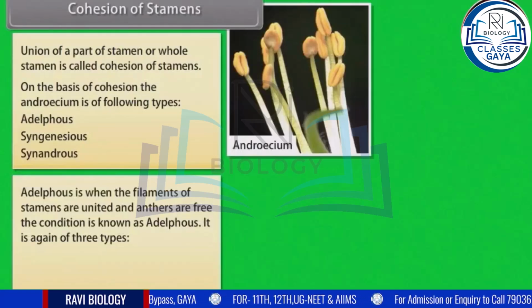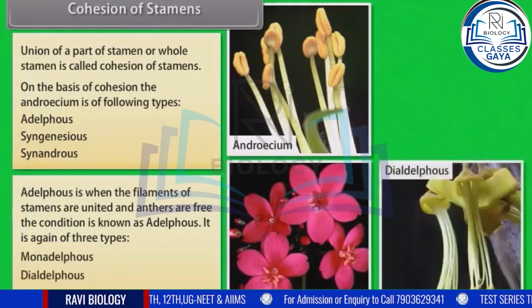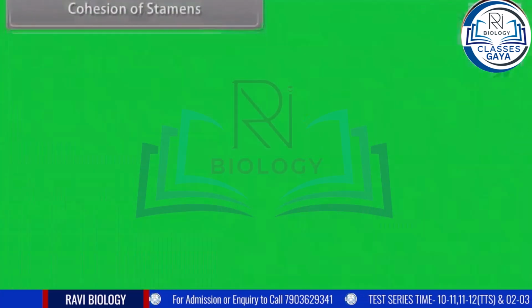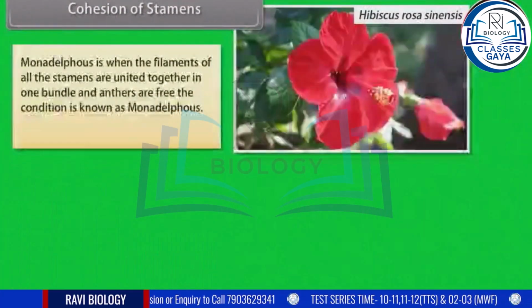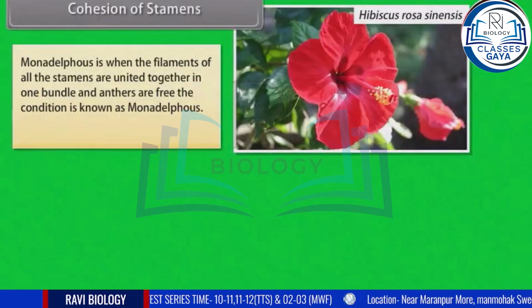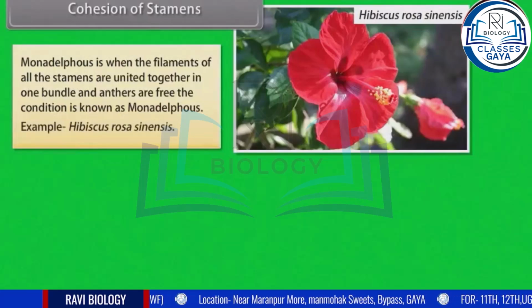It is again of 3 types: monadelphous, diadelphous, polyadelphous. Monadelphous is when the filaments of all stamens are united together in one bundle and anthers are free. The condition is known as monadelphous. Example, Hibiscus rosa-sinensis.